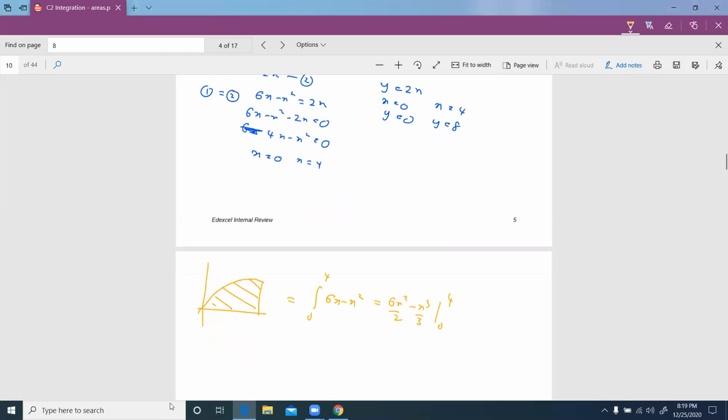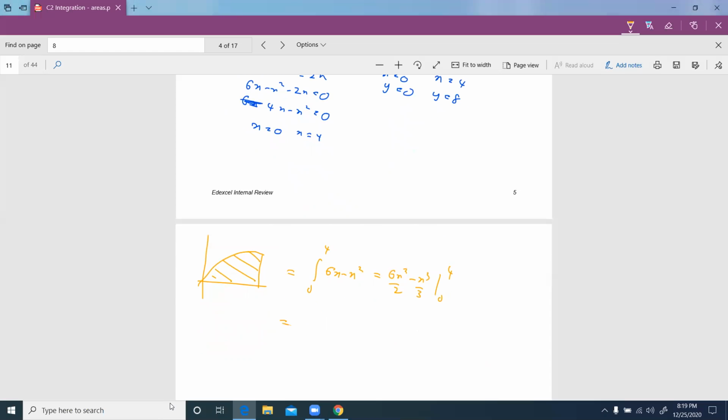So you can substitute the upper boundary. 6 over 2 is 3, so 3 times 4 squared minus 4 cubed over 3. Then minus the value when you substitute 0, which is 0. So you can get this answer, and that becomes 80 over 3.